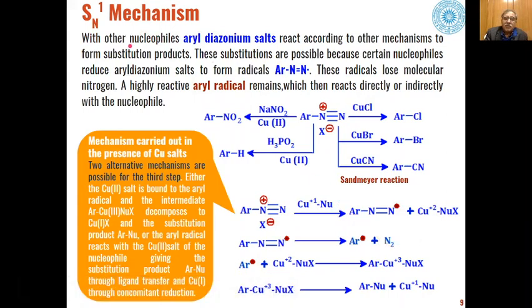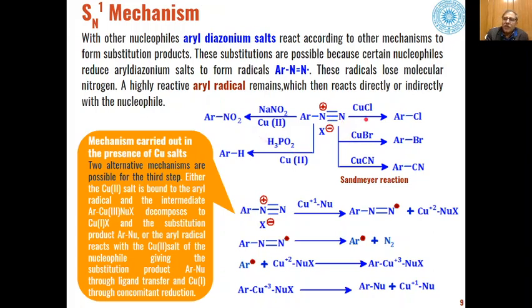Then in addition, the aryl diazonium salts can react with nucleophiles by some other mechanisms also. The most commonly used mechanism is the radical mechanism. So here what happens is that in the first step, aryl diazonium salts form radicals of this type, and these radicals then lose molecular nitrogen, and an aryl radical is formed, and this aryl radical then reacts directly or indirectly with the nucleophile to give us different kinds of products.